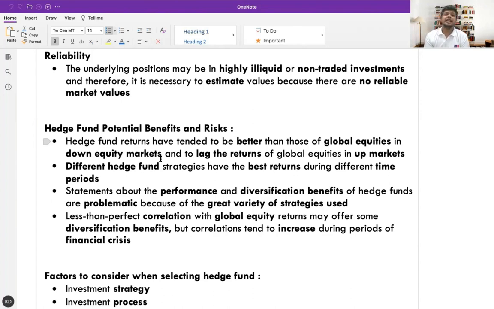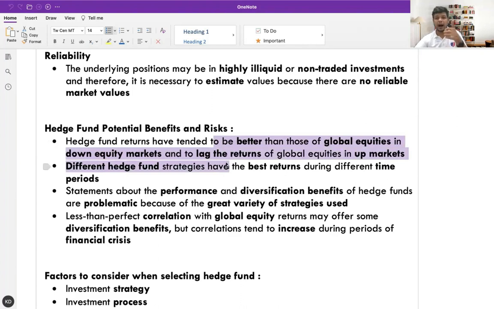Still, people invest in hedge funds, not only in hedge funds, but they make hedge funds one of their investments. You don't put all your money in alternative investments. That is one of your investments because they have the potential for higher returns. And generally, it is said that alternative investments overall have low correlation with other assets. So hedge funds have tended to be better than global equities in down markets and to lag the returns of global equities in up markets.